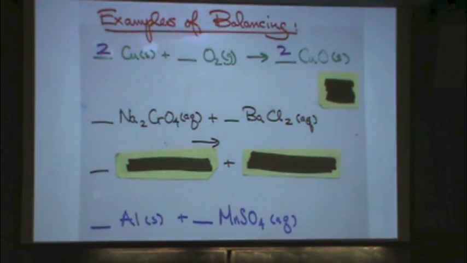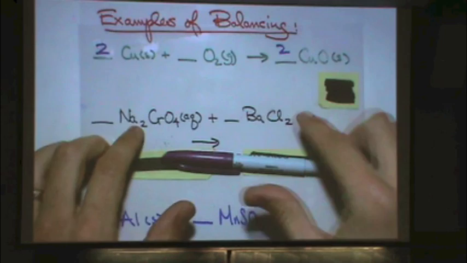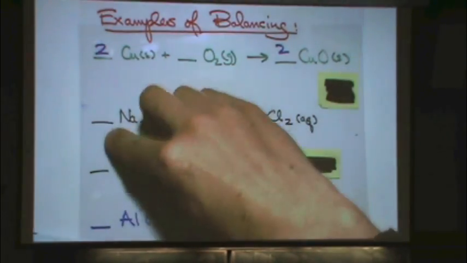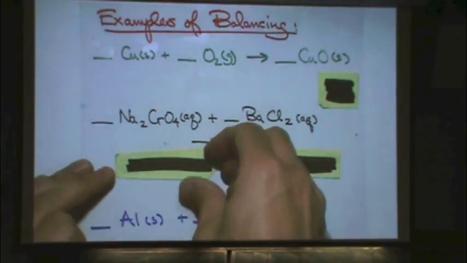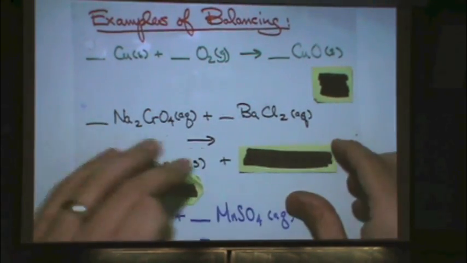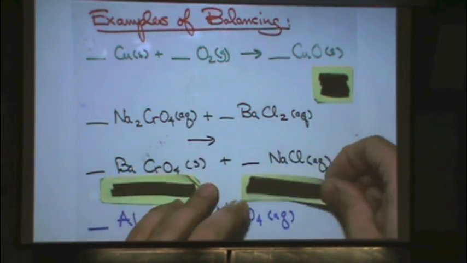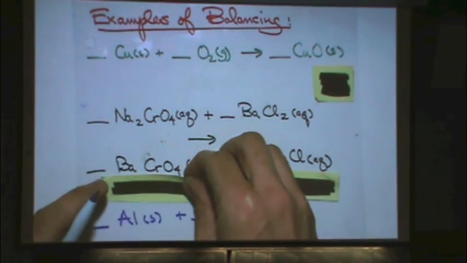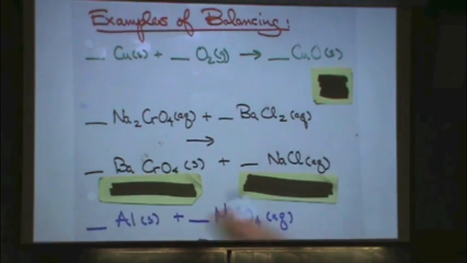Okay, for the next one, what kind of reaction is this one? Classify it. It's going to be a double replacement. How did we know that? There's two ionic compounds in the reactants. Two ionic compounds, it has to be a double replacement. So you're going to swap both of them. So let's do that. Now, instead of sodium chromate, it's barium chromate. Instead of barium chloride, it's sodium chloride. Make sure you get the subscripts right. Okay? And then let's try and balance this.